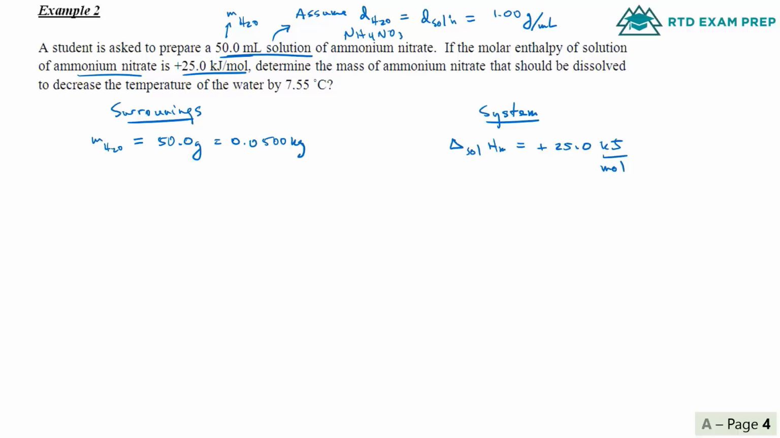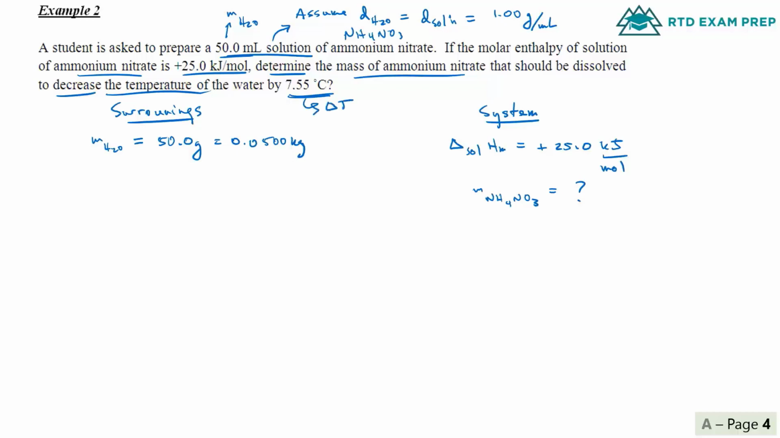Now what we want to do is determine the mass of ammonium nitrate. Once again, we're talking about the chemical itself that's dissolving, so this is going to go under the system heading. In this case, we are looking for the mass of ammonium nitrate. That goes into the system heading, and this is what we're determining. It should be dissolved to decrease the temperature, so we're going to be decreasing the temperature by 7.55 degrees Celsius. Here they actually give us our delta T.